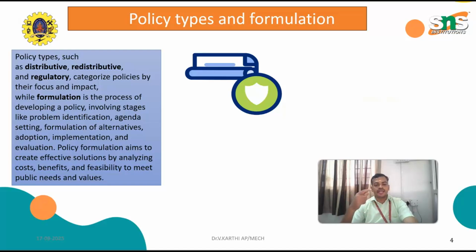Written template: title, purpose, scope, definitions, policy statement, responsibilities, expectations, and related documents. This is a written template, that means it should be short.